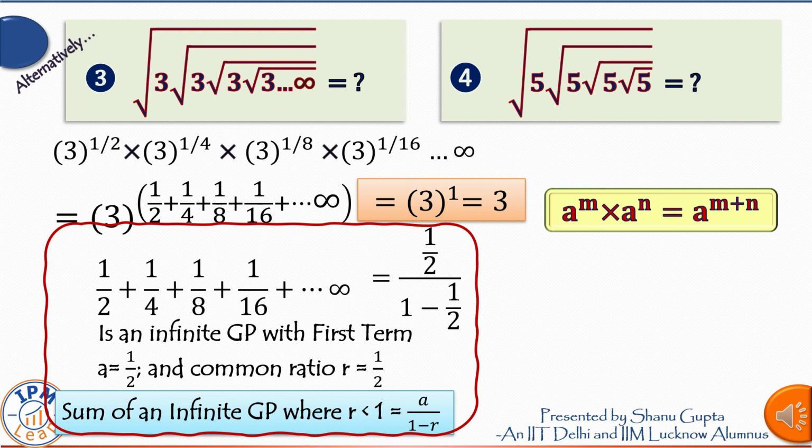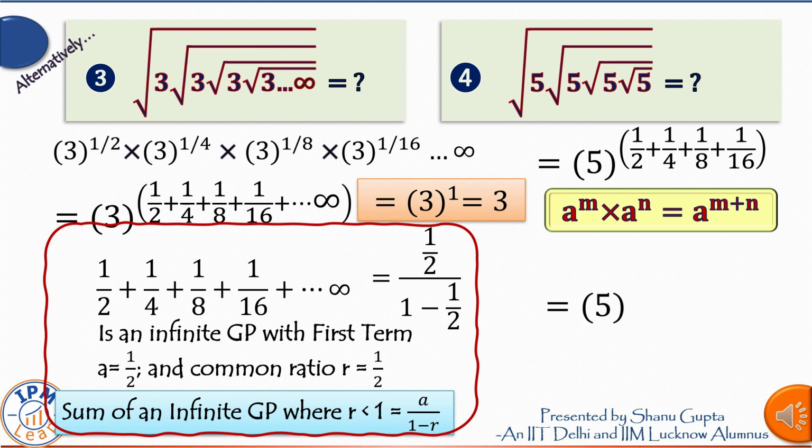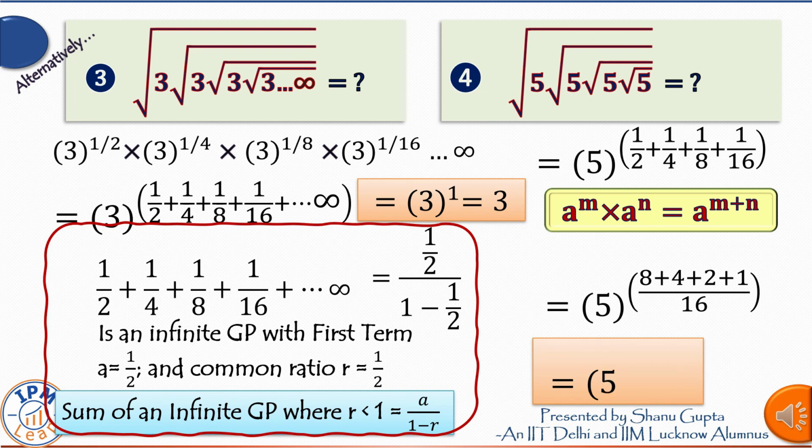Adding up the powers, we get 5 raised to the power of half plus 1 by 4 plus 1 by 8 plus 1 by 16. And yes, this is a geometric progression. Yes, there is a formula for sum of a geometric progression as well. But why bother? How much time does it take to add up 4 terms? These are 4 terms, right? 2, 4, 8 and 16. The LCM is 16. Numerators will be 8 plus 4 plus 2 plus 1, which is equal to 15. So this expression is equal to 5 raised power of 15 upon 16.